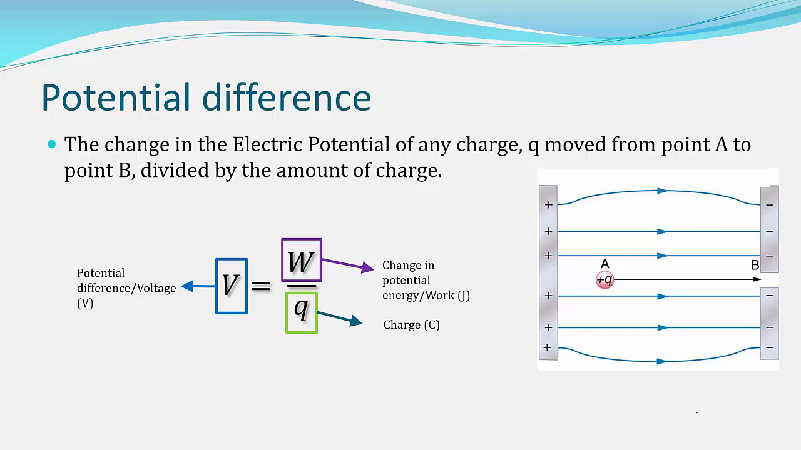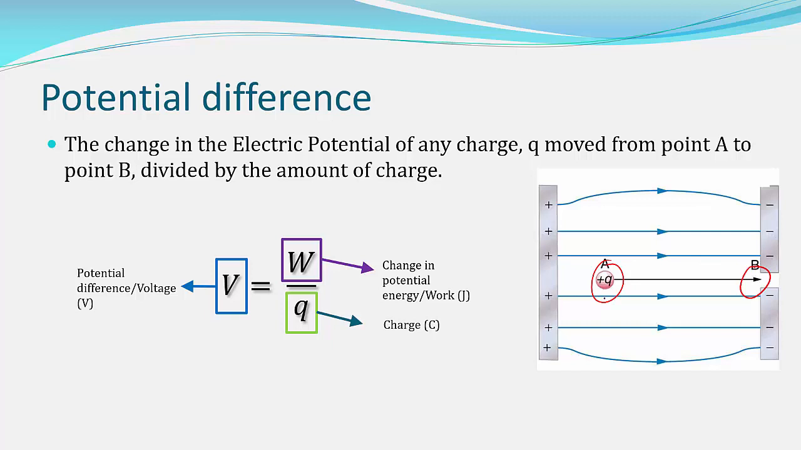Okay, and the last equation we're going to be covering is one that involves potential difference. Now, you would have heard of potential difference in year 11. Another word for it is voltage. As you know, some people don't like using the word voltage. It's completely up to you. But effectively, the potential difference is the change in the electric potential that a charge has when it moves from point A, in this case, to point B, divided by the amount of charge.